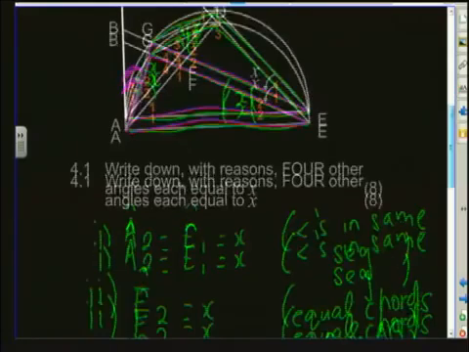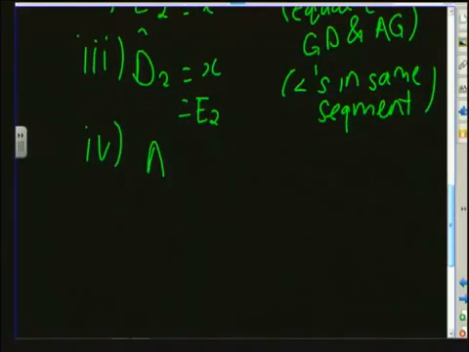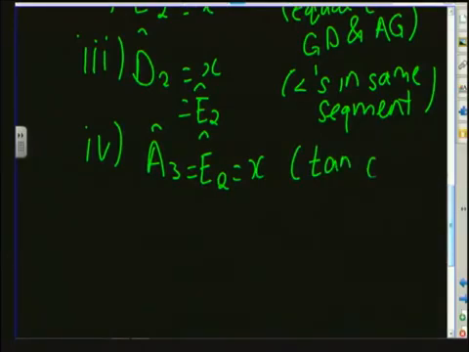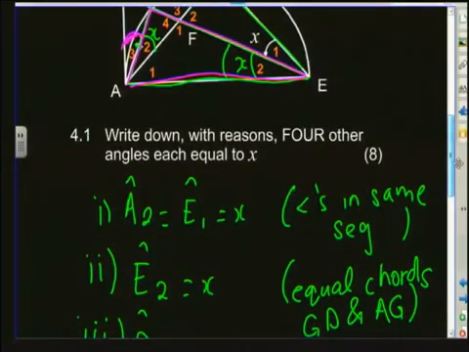So therefore, I can say A3 is equal to E2 is equal to x, and the reason for that is tan chord theorem. All right, so there we go. We have our 4 angles, each equal to x. 8 marks, nice, 8 marks. If we understand our theorems, easy application of the theorem. All right, let's move on to 4.2.